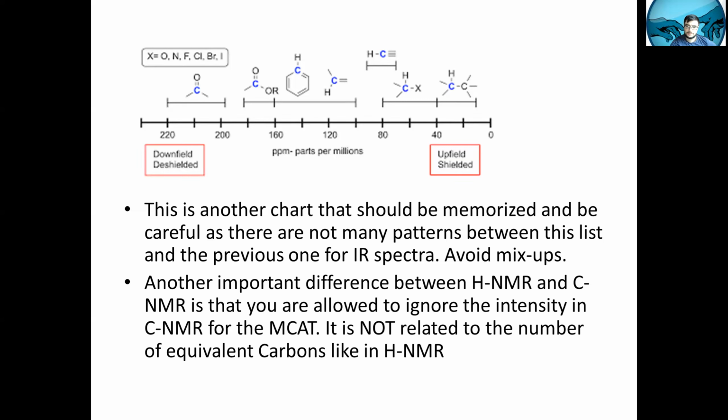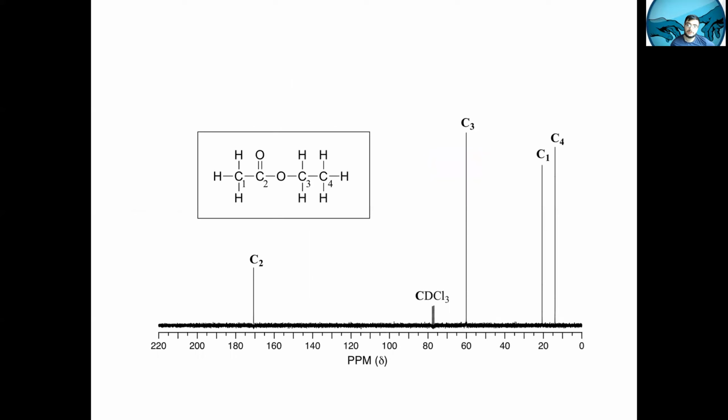Another important difference between proton NMR and carbon NMR is that you are allowed to ignore the intensity in carbon NMR for the MCAT. It is not related to the number of equivalent carbons like it is in HNMR. So even if you have multiple equivalent carbons, they're not going to increase the intensity. That's not how it works in carbon NMR. It's based on something else, but it's way too complicated for the MCAT, and they don't usually ask that.